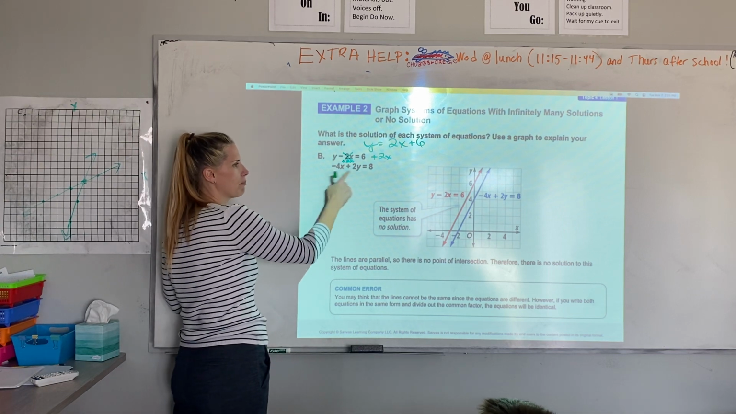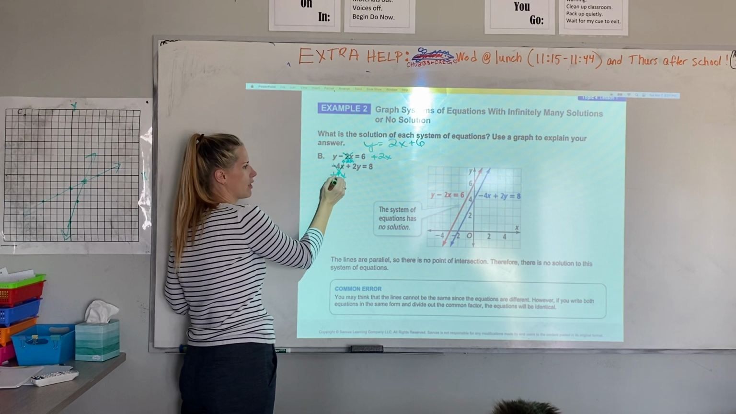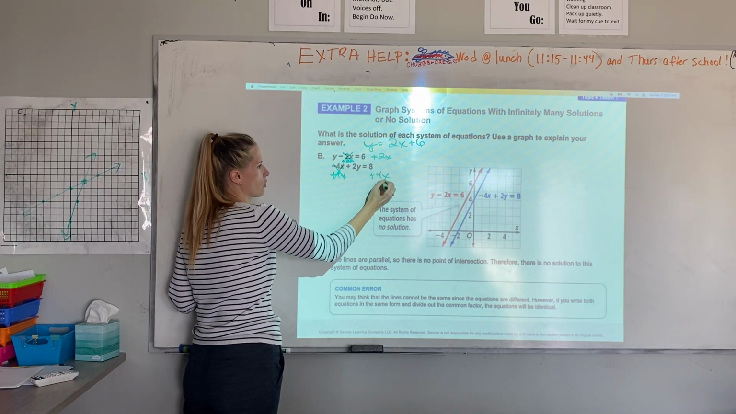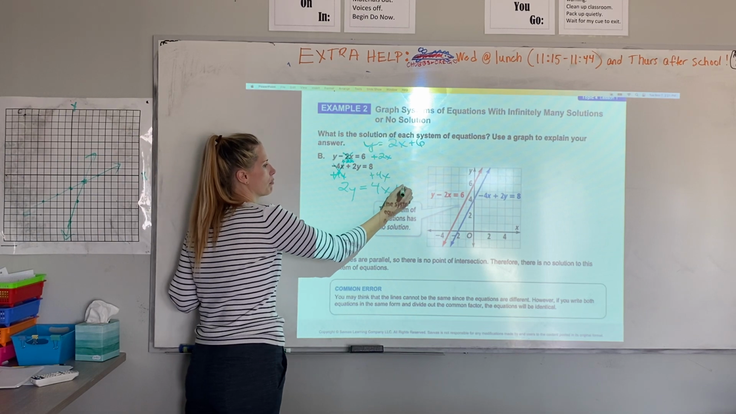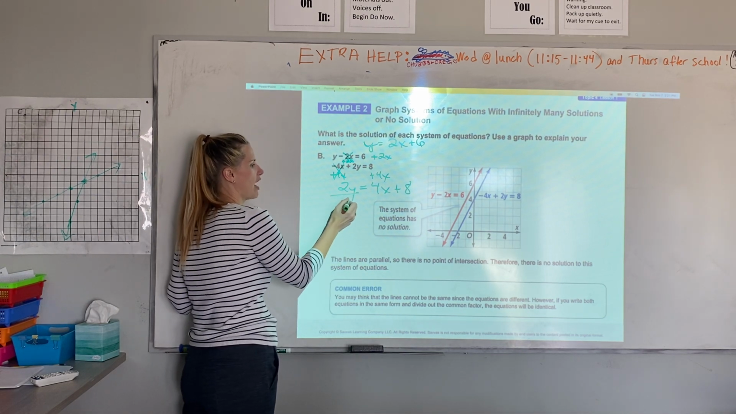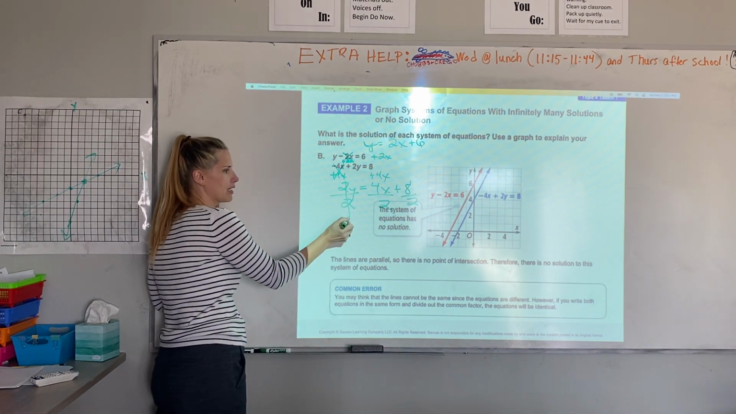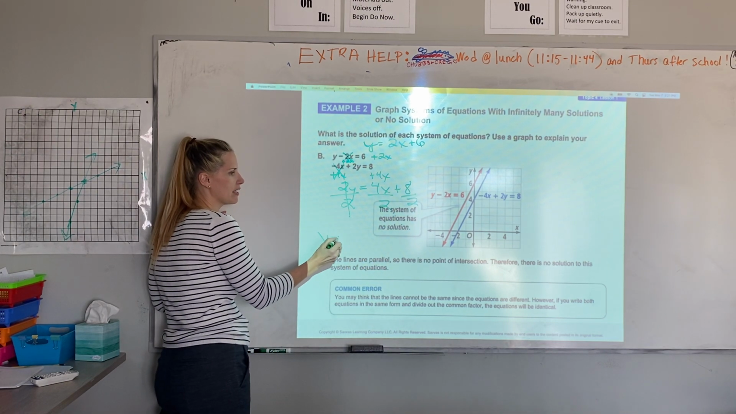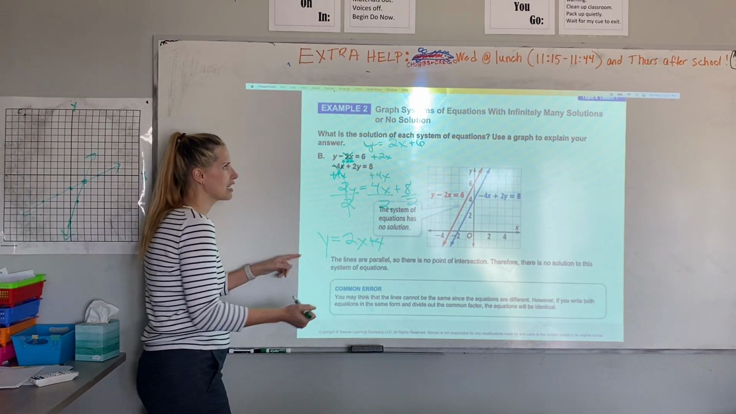Then I'm going to do a little magic over here. I'm going to add 4x to get rid of it on this side. Add 4x over here. I've got 2y equals 4x plus 8. Divide by 2 on both sides, every term. The 2s cancel out. I get y equals 2x plus 4. Is it the same equation?